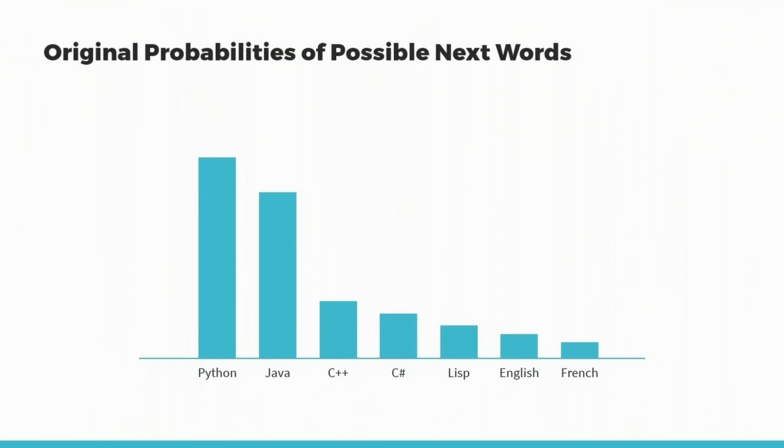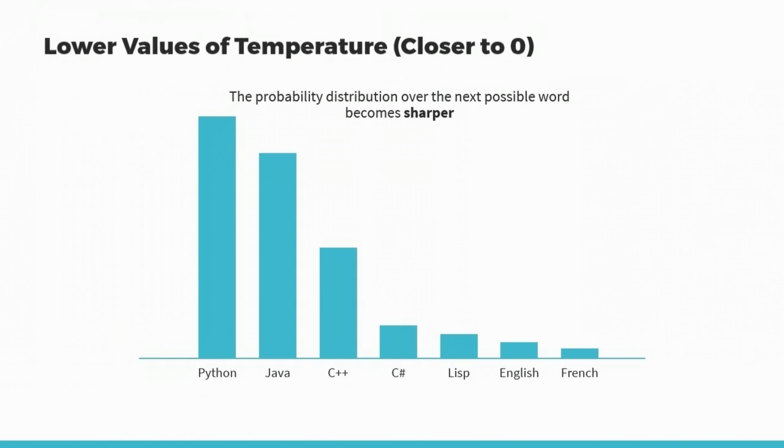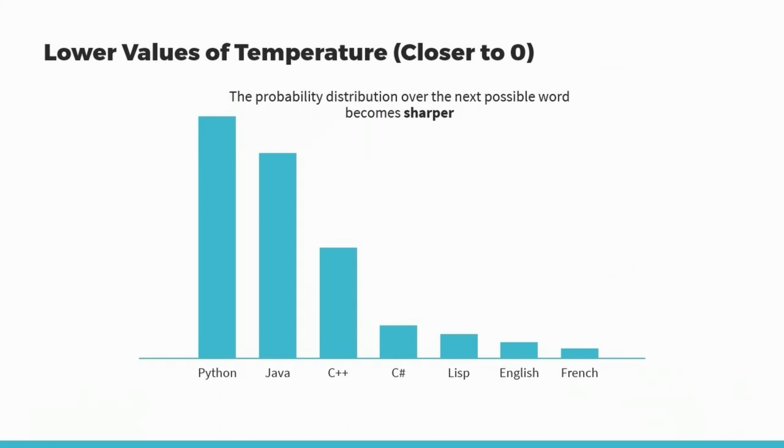Let's go back to the original probability distribution across the possible next words, and let's talk about the effects of lower values of temperature. A lower temperature sharpens the probability distribution over the next possible set of words, favoring the more likely tokens. Notice that the probability values associated with Python, Java, and C++ have gone up, and the probabilities associated with Lisp, English, and French go down. This makes words like Python, Java, and C++, which already have a high probability, more likely to be chosen.